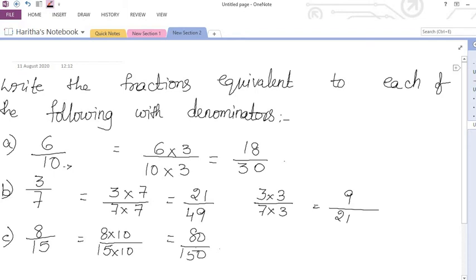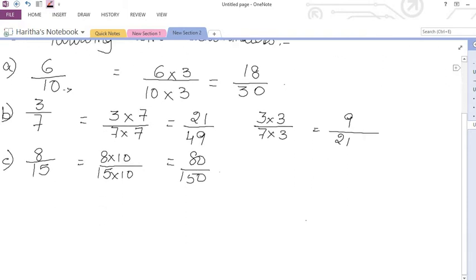In equivalent fractions, the first 5 equivalent fractions we just did with one number, 1, 2, 3, 4, 5. In this we are going to consider only one number, or otherwise we can go like this. We can go with the denominator table. I will show you like this. This question I will explain to you.